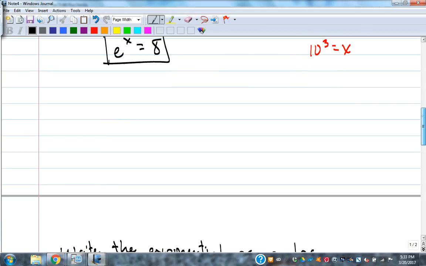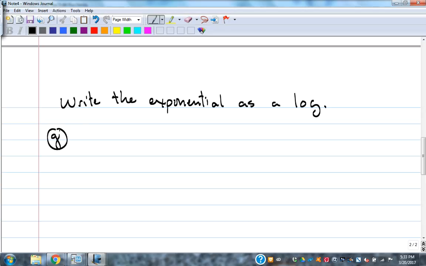What letter are we on? G. So we start out with 3 to the x is equal to 27. What log base would we be using? Log base 3 of 27 is equal to x.